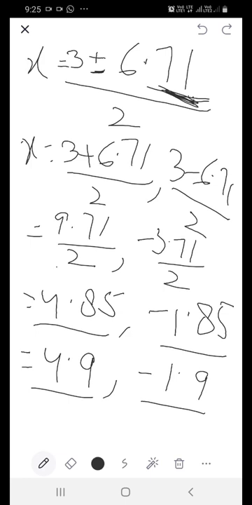So this is how you are going to do the complete exercise 5.3 based on the Sridhar Acharya formula. Do all the questions in that exercise.